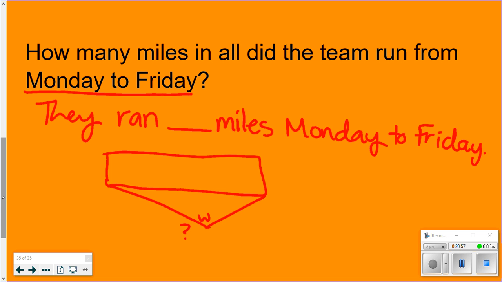For instance, I know Monday. I'll put a little M above there because on Monday they ran how many miles, Azalea? 42. There's Monday. What about Tuesday? Well, let's go up to our problem, because we have to figure out Tuesday, Wednesday, Thursday, Friday. We don't need Saturday and Sunday because we're only worried about Monday through Friday. We figured out Monday in our last problem.